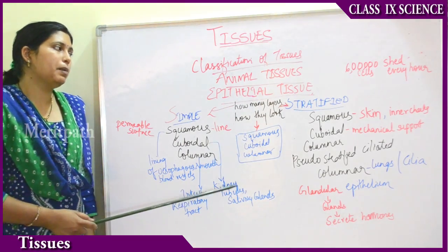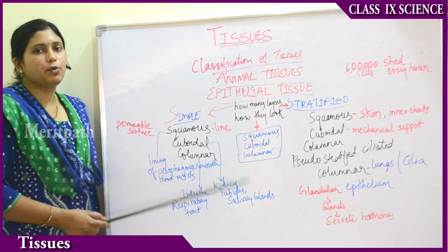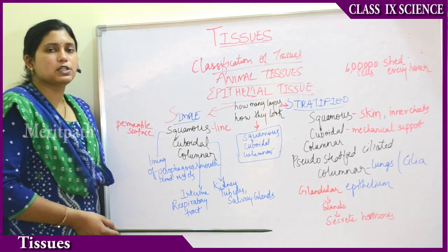So this is about epithelial tissue. So next we shall move to the next type of animal tissue called muscular tissue.